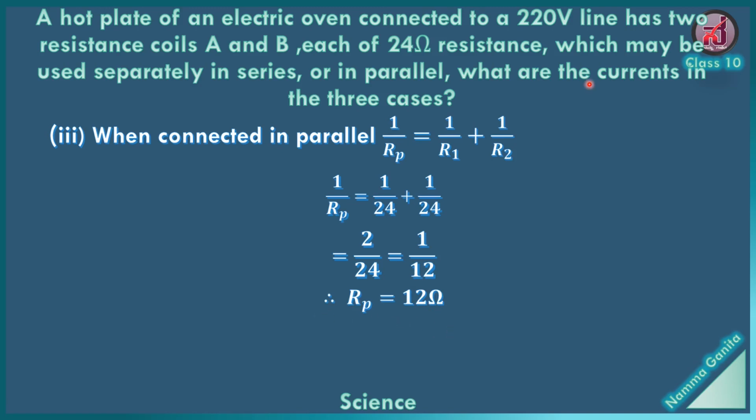We have to find the current. I is equal to V by Rp, that is equal to 220 divided by 12, that is equal to 18.3 ampere.